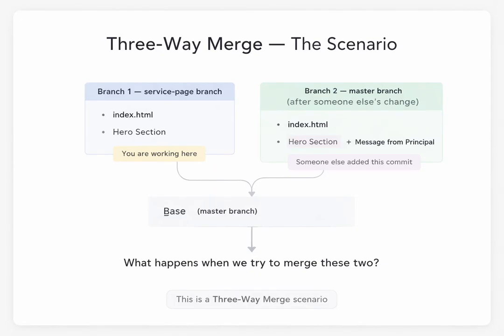Now let's talk about one of the most important concepts in Git collaboration, the three-way merge. Here's the scenario. Imagine you started with the master branch, and you created a new branch called service page. You copied the exact state of master at that point, so your service page branch has an index.html file with just a hero section. Now, while you were working on your service page branch, someone else came along and made changes to the master branch. They added a brand new section, a message from principal section, and committed it. So now master has changed since you branched off from it. Your service page branch does not have that new section. Two different versions of the same file now exist across two branches. This is the classic three-way merge scenario.